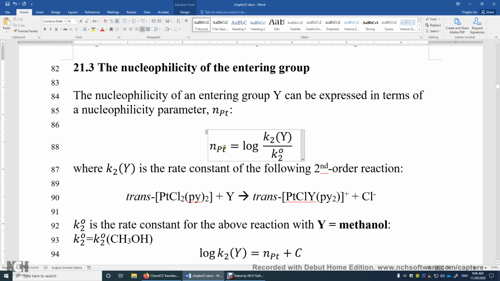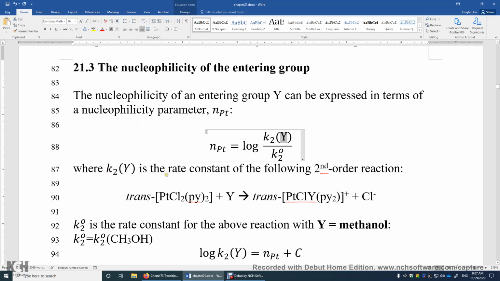What's the value of N sub Pt for methanol? It's 0. Because if you imagine this Y is methanol, on the bottom, this is also the rate constant of methanol, you get a ratio of 1. The logarithm of 1 is 0. Therefore, this nucleophilicity parameter, N sub Pt of methanol, is simply 0. Methanol is used as the 0 reference.